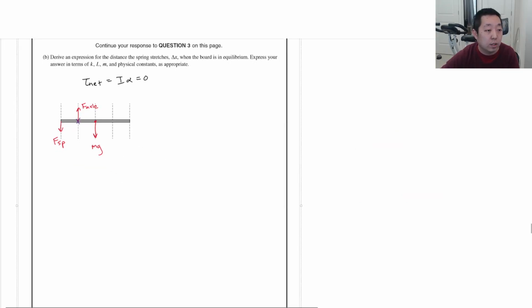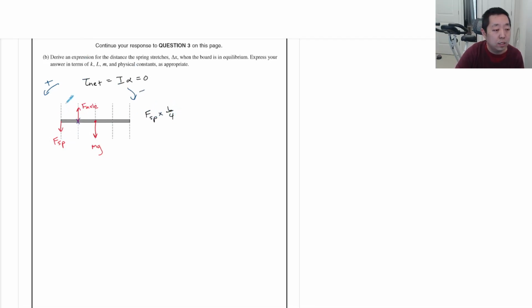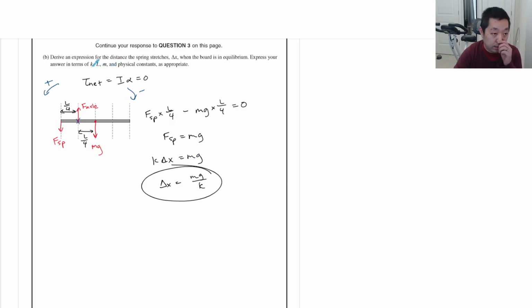So then I would say, okay, let's say counterclockwise is the positive direction. Clockwise is the negative direction. So then I would say the spring force times L over 4, because this distance is L over 4 from there to there. And then the mg causes a counterclockwise rotation. That's mg times L over 4. That's equal to 0. So here you just find the spring force has to equal mg. And that's k delta x has to equal mg. And so delta x is mg over k. And I can use k, I can use m, I can use physical constants. So that's fine.